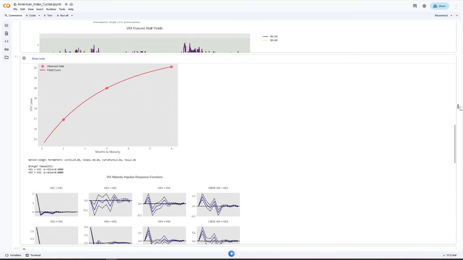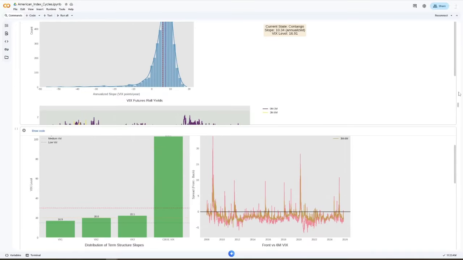Okay, I forgot that I have the volatility structure also. I have so many things.